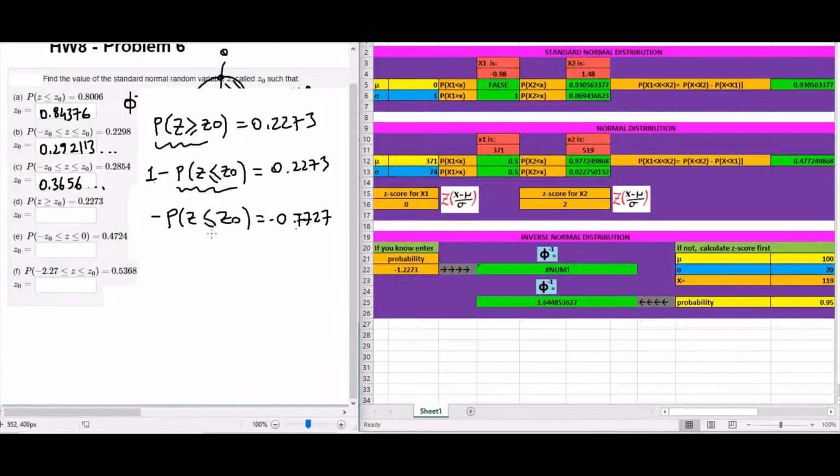Now we're going to multiply both sides by a negative sign. And next step, we're going to take the inverse, phi inverse, of both sides. Phi inverse of the left hand side is z0. Phi inverse of the right hand side, the calculator will tell us, 0.7727 is 0.74776. So the calculator will tell you directly.